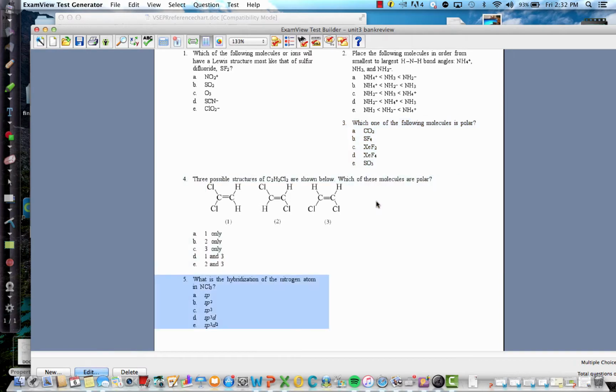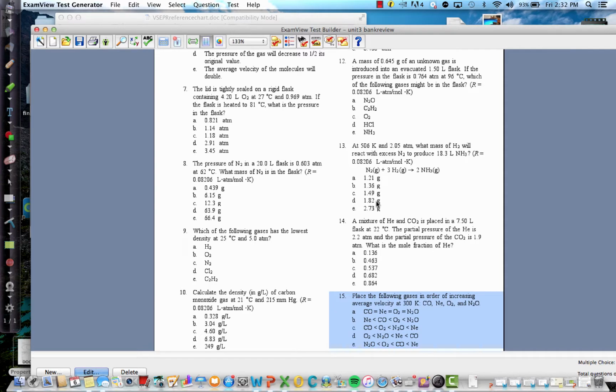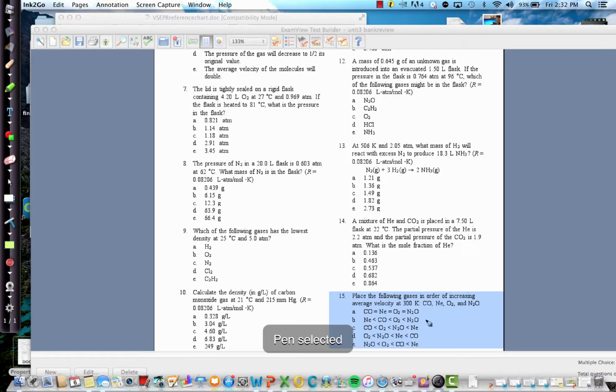All right, I think the next one was 15. All right, so number 15. Place the following gases in order of increasing velocity. Okay, so as long as it's the same temperature, the only thing you're going to be comparing here is going to be mass. So the heavier gases will have a slower velocity. So if it's a heavier gas, it's a slower gas. So if you're going to put them in order of increasing velocity, that means the slowest gas should be first.